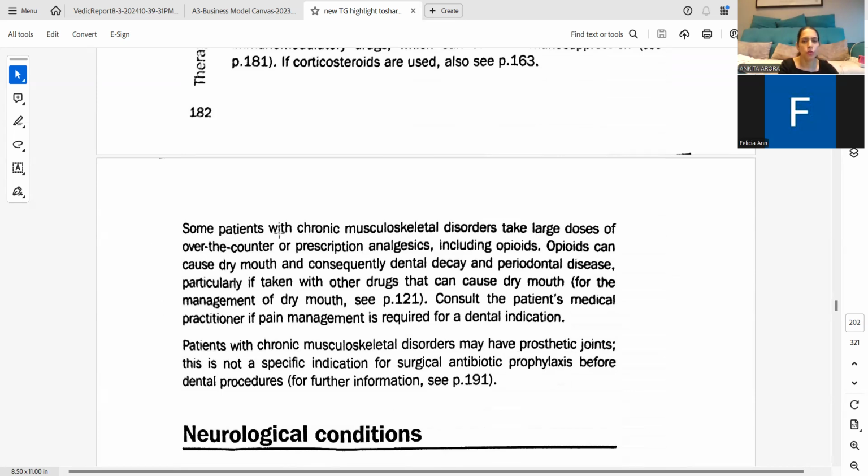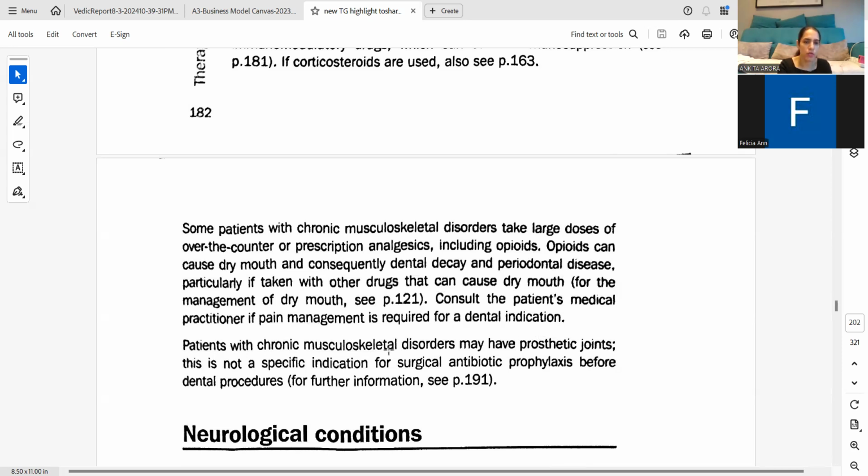Some patients with chronic musculoskeletal disorders take large doses of over-the-counter or prescription analgesics, for example, opioids. Opioids can cause dry mouth and consequently dental decay and periodontal disease, particularly if taken with other drugs that can cause dry mouth. For the management of dry mouth, which was given previously, consult the patient's medical practitioner if pain management is required for a dental indication.